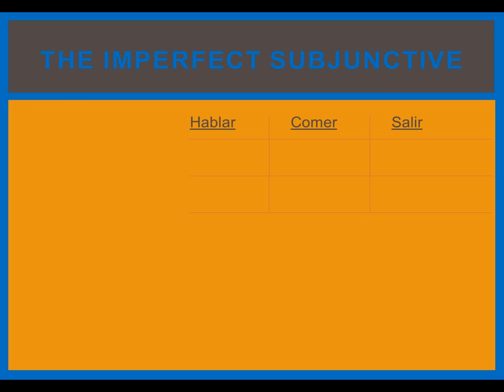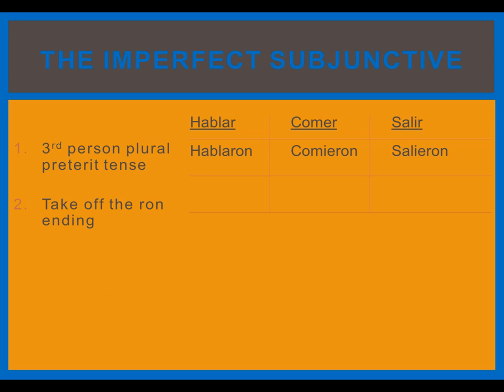The first of which is to find the third person plural preterite tense form of the verbs. In other words, the ellos, ellas, ustedes form in the preterite tense. Hablaron, comieron, and salieron are the forms for these 3 verbs. The second step is to remove the RON from these verbs. And the third step simply is to add the imperfect subjunctive endings.